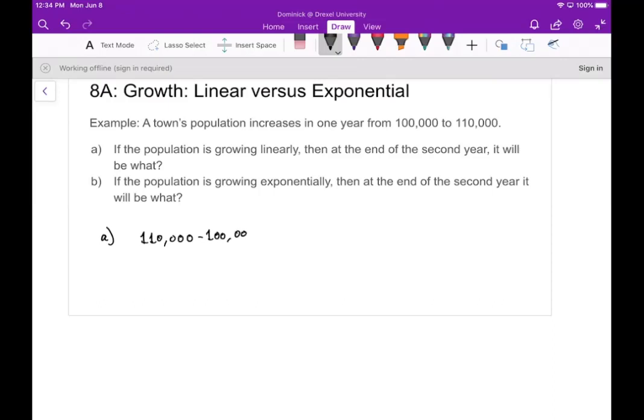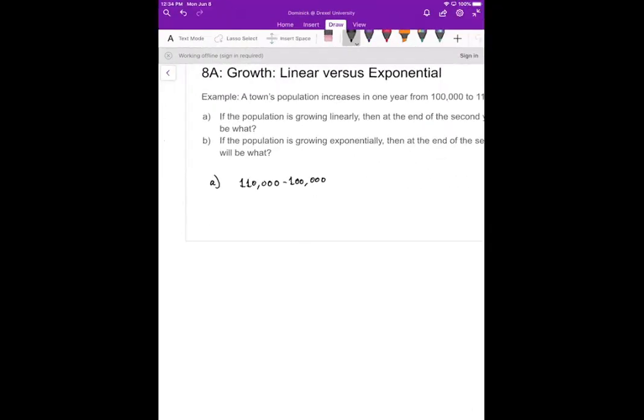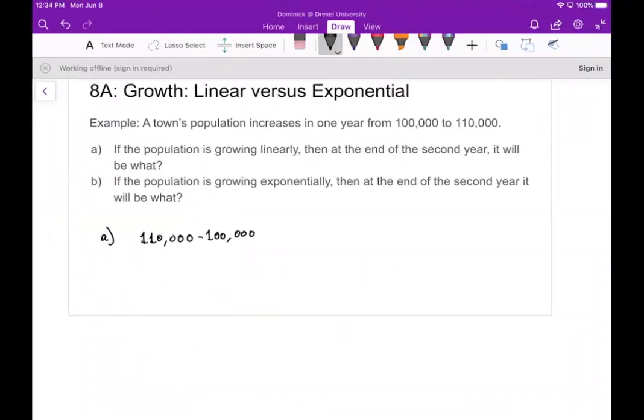So if I subtract 100,000 from 110,000, I'm going to get 10,000, right? Okay, so then we get 10,000. So that's how much we're increasing by each year. So this is going to be my m term.